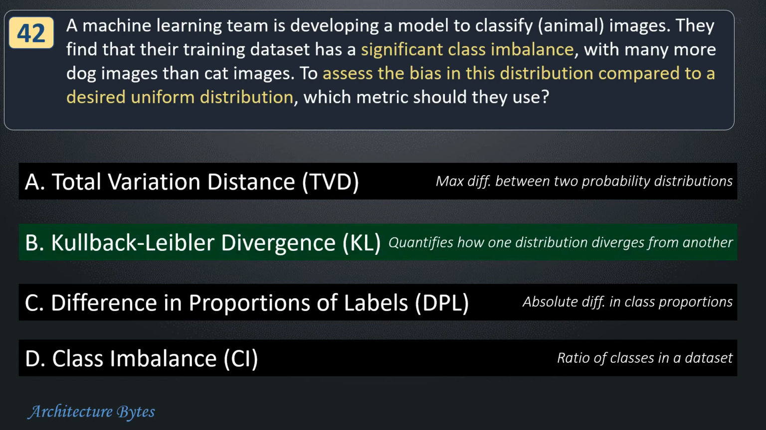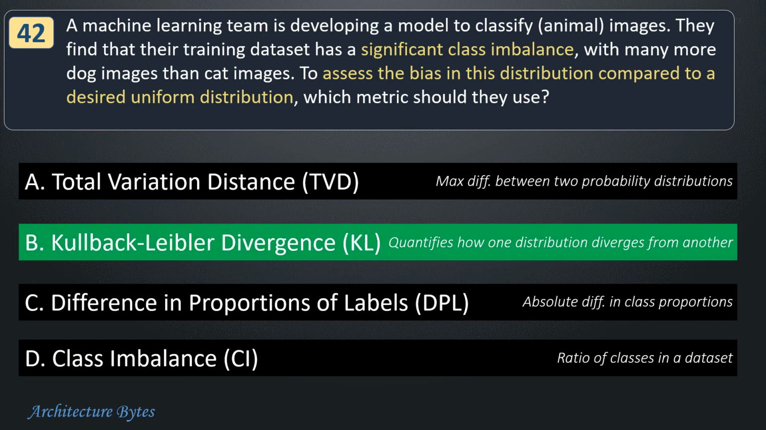Of these, option B, Kullback-Leibler divergence, is the right answer. It quantifies how one distribution diverges from another, showing the information lost when approximating one distribution with another. Let's look at other options. Total variation distance measures the maximum difference between two probability distributions, indicating how much they diverge.